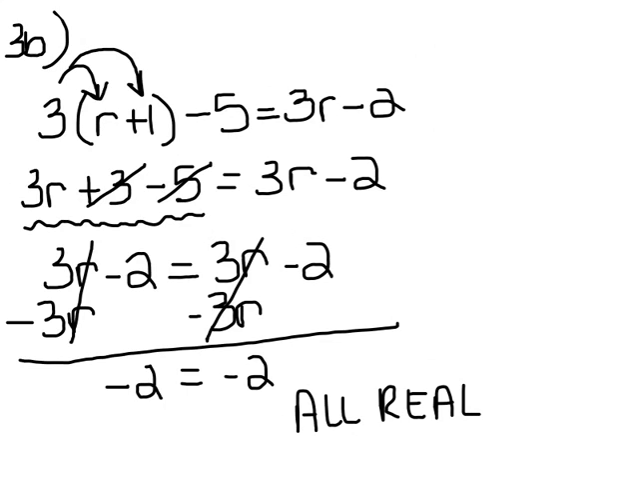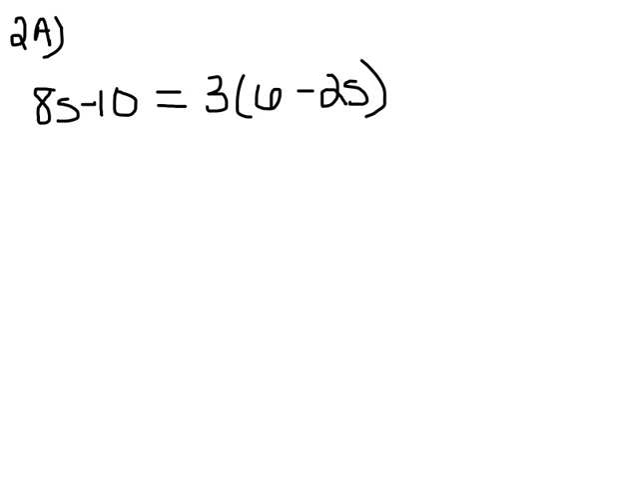What this means is that any number would work in this original equation. And the symbol for all real numbers is that right there. In example 2a, we'll start off by using our distributive property to get 8s minus 10 equals 18 minus 6s.